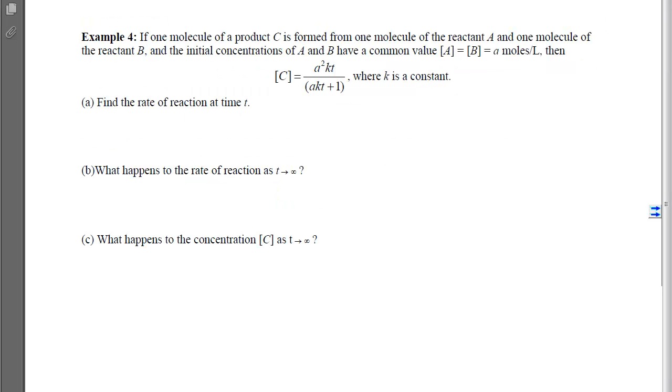With example 4, we're dealing with a chemistry application. We have one molecule of a product C getting formed from one molecule of the reactant A and one molecule of a reactant B, and we're given the initial concentrations of A and B that are both written as bracket A and bracket B, and it's measured in moles per liter. So first we want to find the rate of the reaction. So here's the concentration of C depending upon the time. So we are going to find the rate by taking the derivative of that concentration.